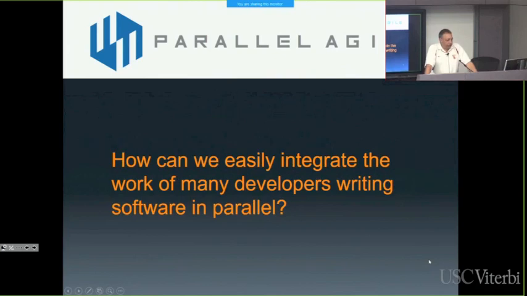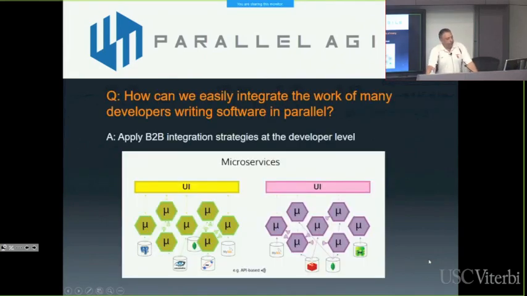So now we come down to the... hopefully I've convinced you that there's some merit to integrating the work of many developers working in parallel. And now is the $6 million question, which is, how do you do that? So basically how you do that is you take the same development strategies that are being used for business-to-business integration, which is microservices and REST APIs, okay?